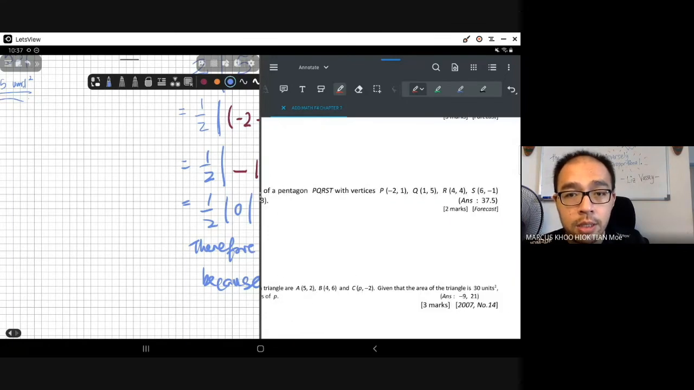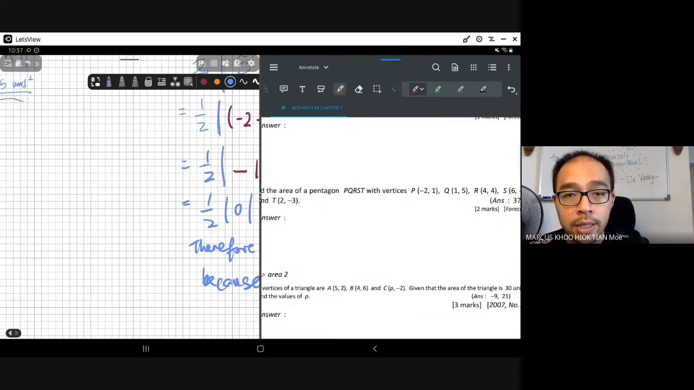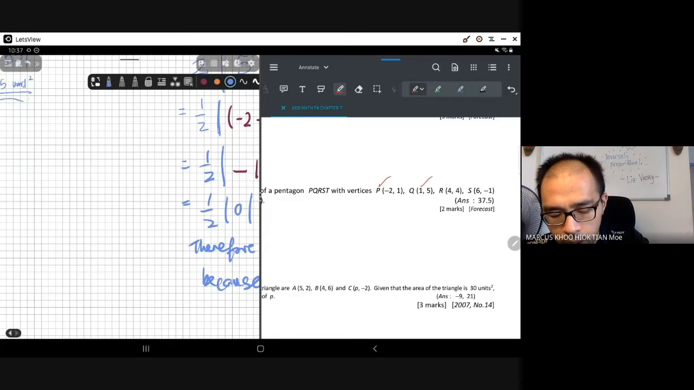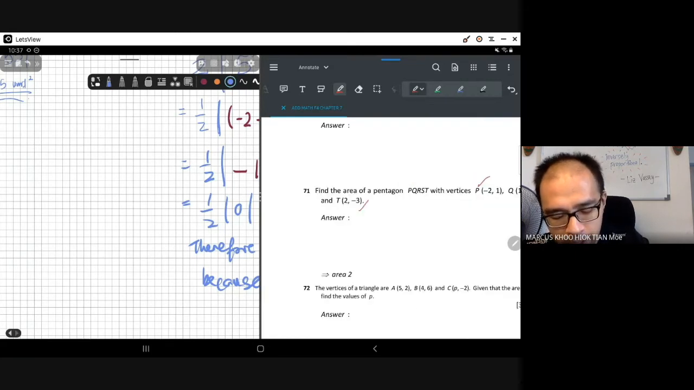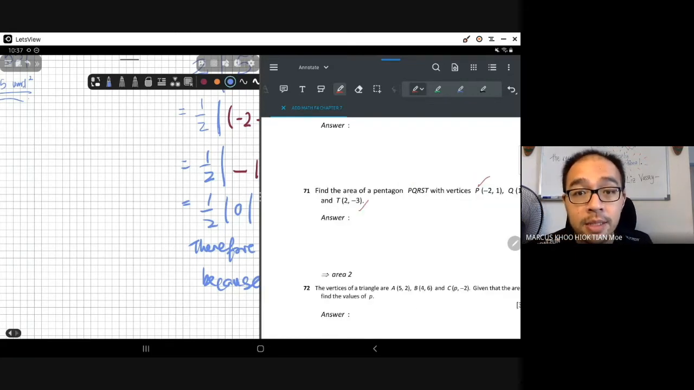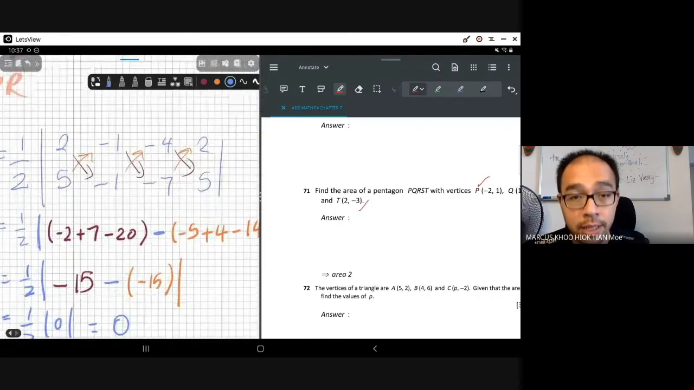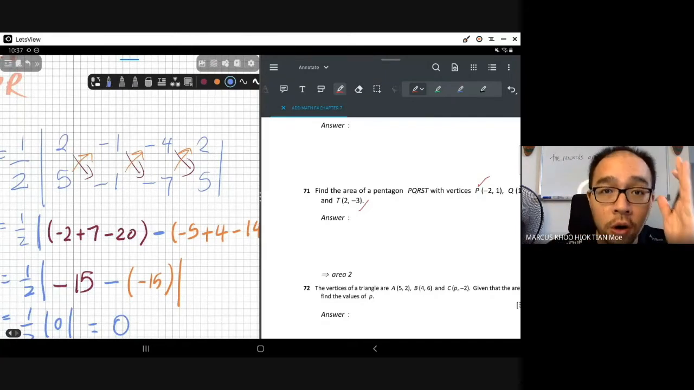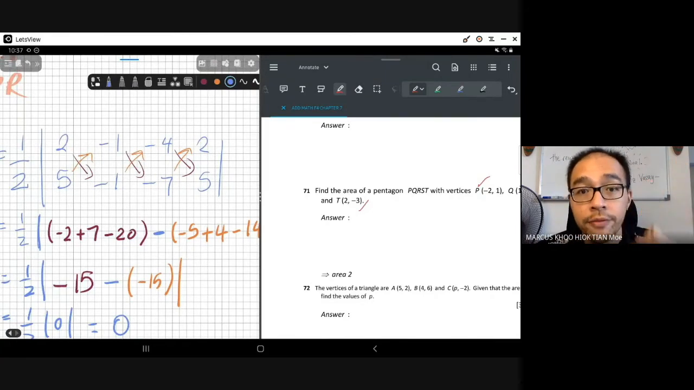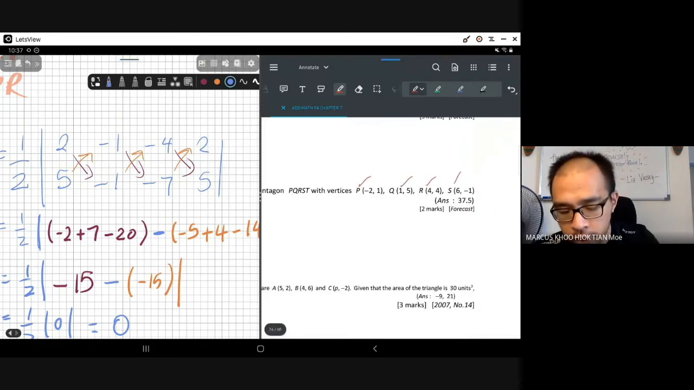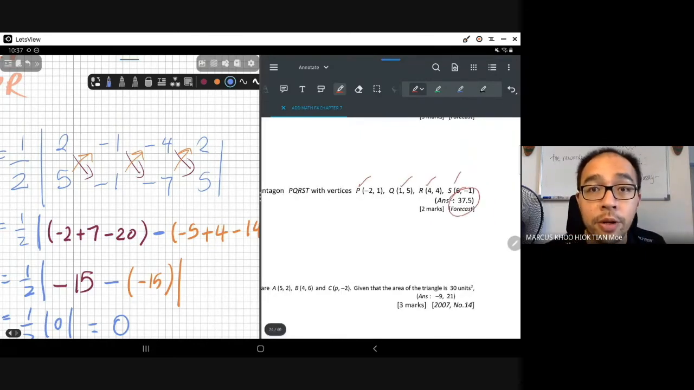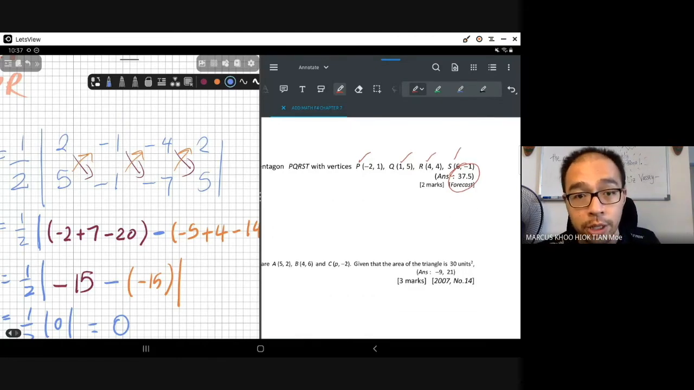Okay, question number 71. Now take a look at this. This is PQRST. Okay, very, very long. But we have already learned that no matter how long, it doesn't matter. When you write it, make sure you write the first coordinate again for the second time. So this one you can try on your own. You should be able to get 37.5. It's not your homework, but you can try it on your own. I want you to learn how to practice using the formula.